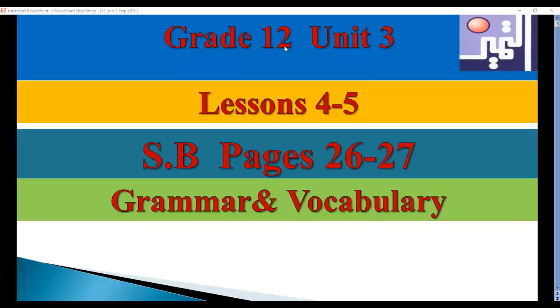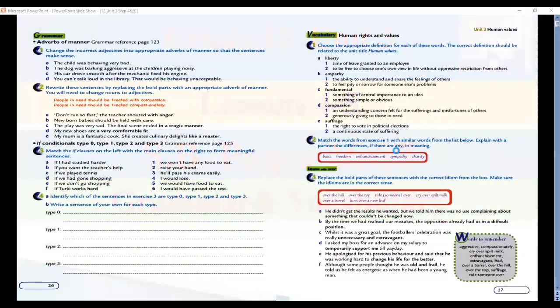Today, inshallah, as you can see in front of you, we are going to introduce Unit 3, Lessons 4 and 5. So, please open your student's book on pages 26 and 27. In the lesson of today, we are going to introduce two important things. The first part in lesson 4 is grammar. The second part is vocabulary. We would like to start with grammar, and after that we will present the new vocabulary.